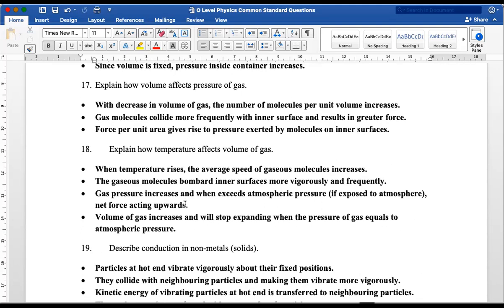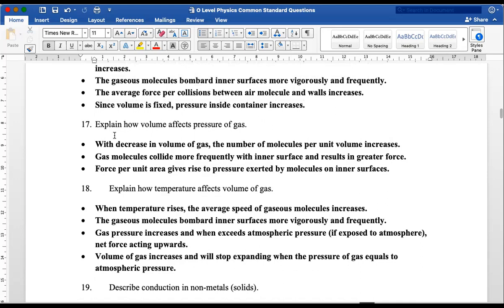Explain how volume affects the pressure of a gas. With a decrease in volume of the gas, the number of molecules per unit volume increases. Gas molecules collide more frequently with the inner surface, which results in a greater force. Force per unit area gives rise to pressure exerted by the molecules on the inner surfaces.